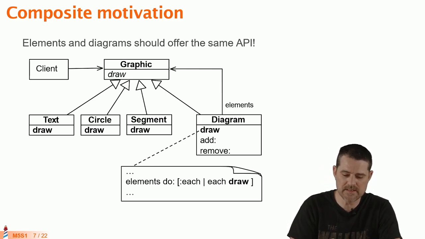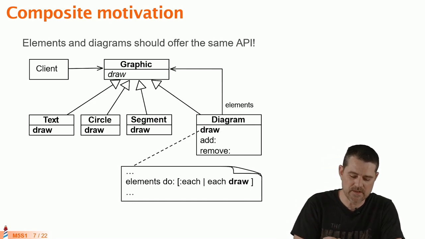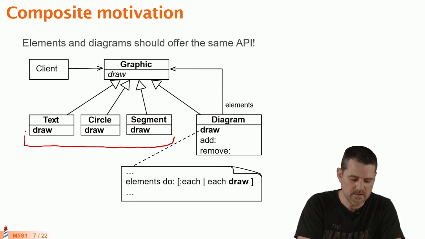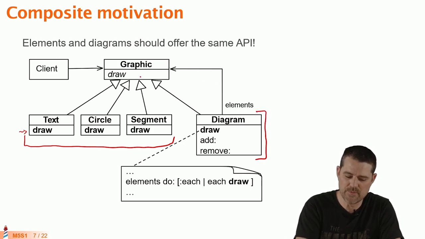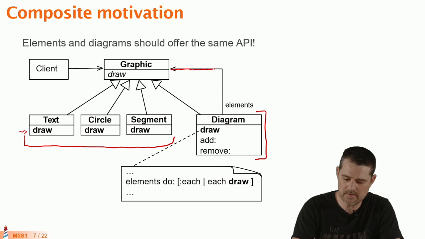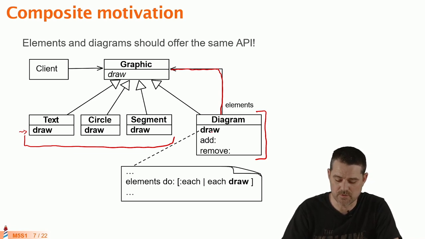To avoid this, we need to have a common API between the elements and the diagrams. For example, here in this design, all simple elements, which are called leaves, answer to the draw message there. But composite elements, here a diagram, are composed of graphics, and a graphic could be either a leaf or a diagram. So the recursion is in this link there. Here, a diagram is composed of elements, and we can add and remove elements, but it also understands the draw message. And this is the point.